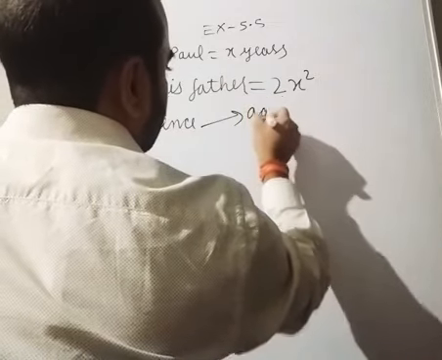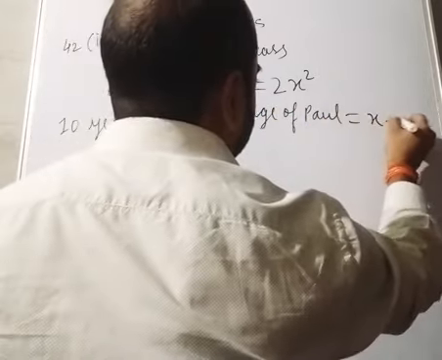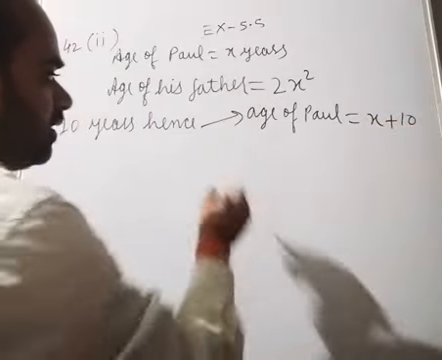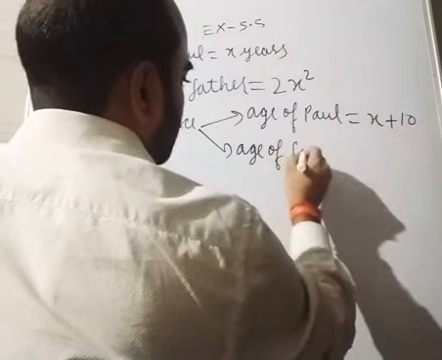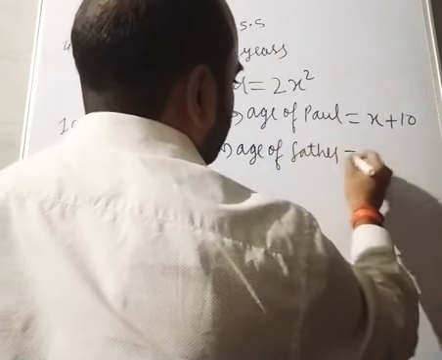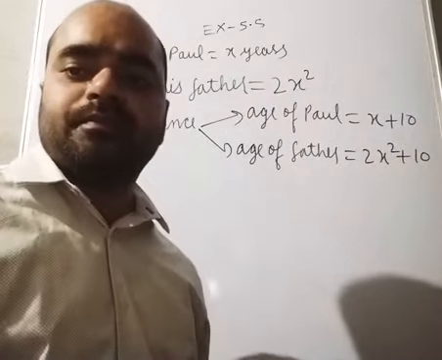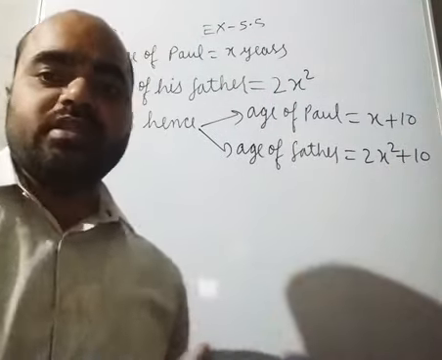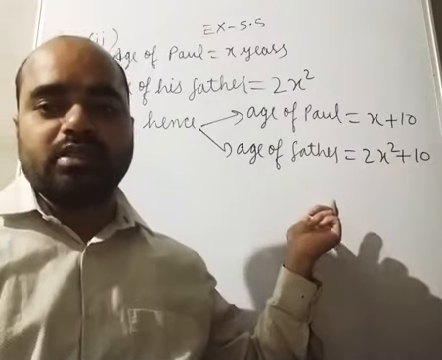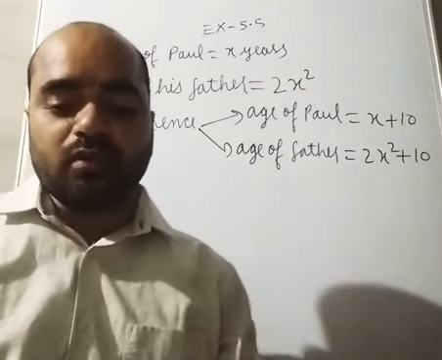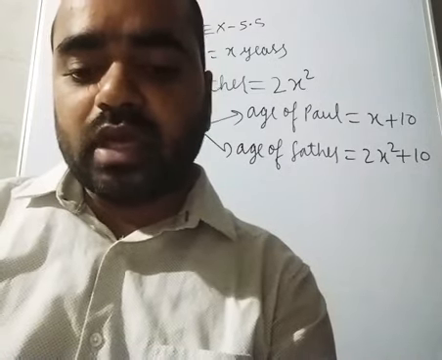Age of Paul is x plus 10, correct? Now we will add 10, and the age of his father, the age of the father also plus 10, correct? What is the condition given? 10 years hence his father's age will be 4 times the age of Paul.